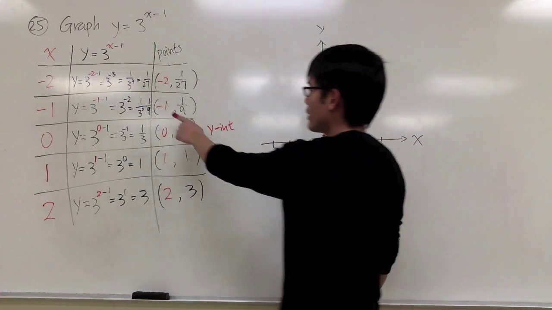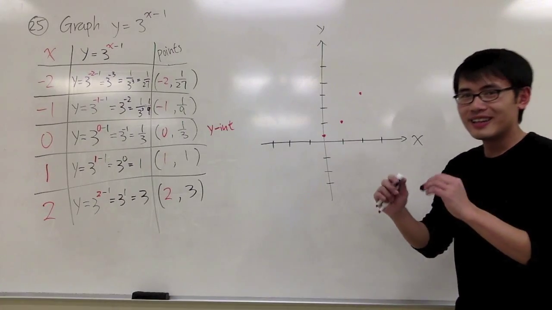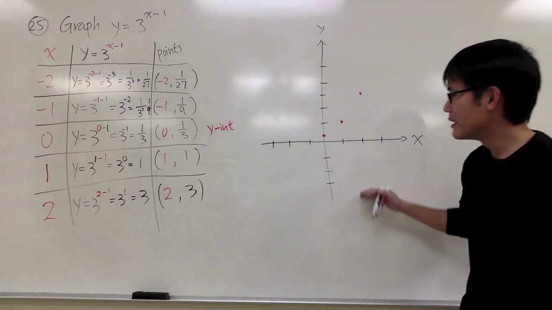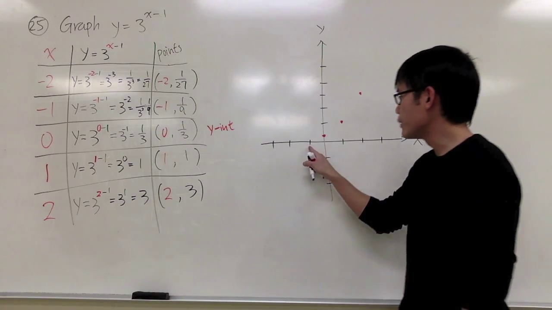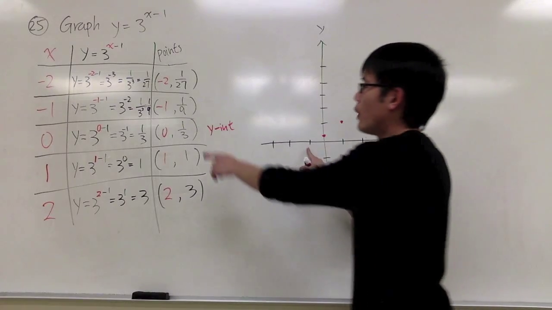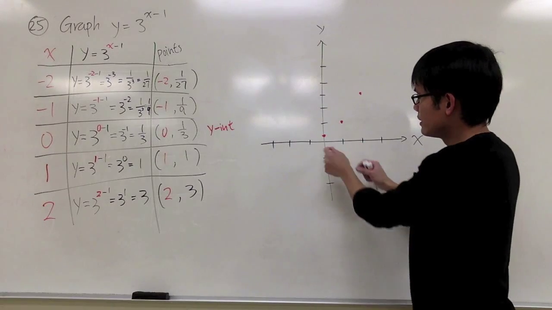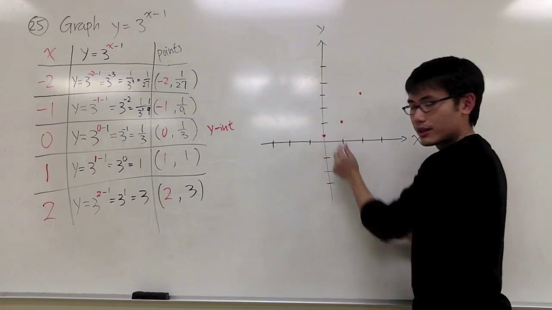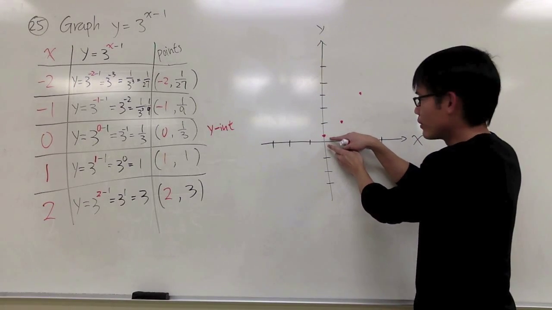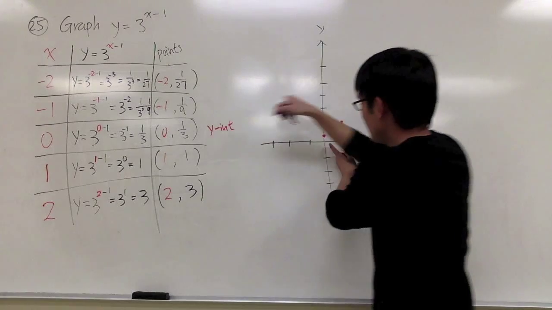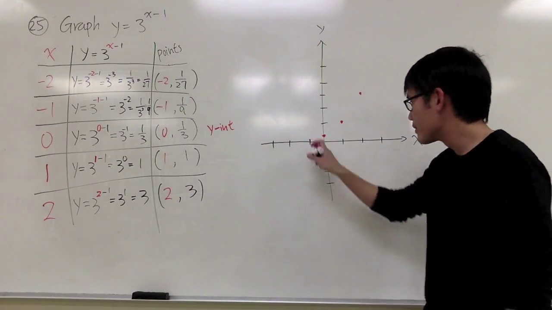So let's see how we can graph -1, comma 1 over 9. We just have to make a reasonable amount of estimation. I know -1 for x is right here, but if y is equal to 1 over 9, you see this right here is 1/3 already. We just have to go 1/3 of 1/3. So 1 over 9, I will just say it's right about here.